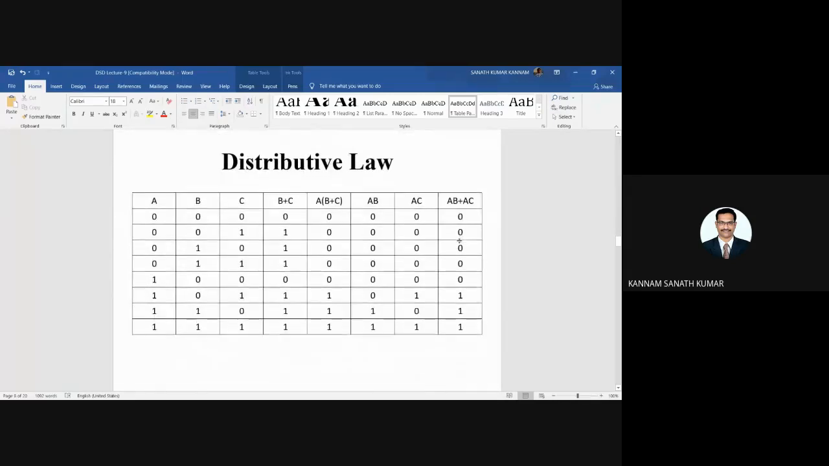And the distributive property. So what is the distributive property? A into (B plus C) equal to AB plus AC. So you are taking three inputs and 8 possible combinations.